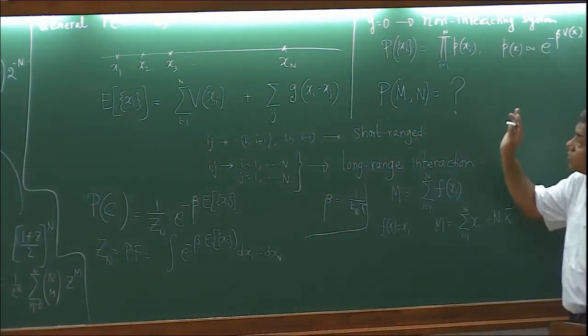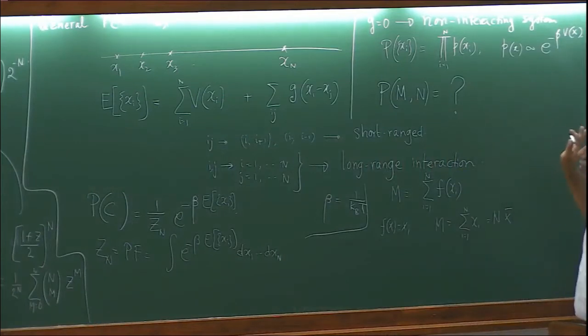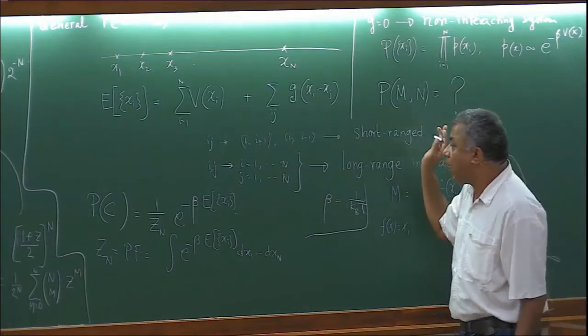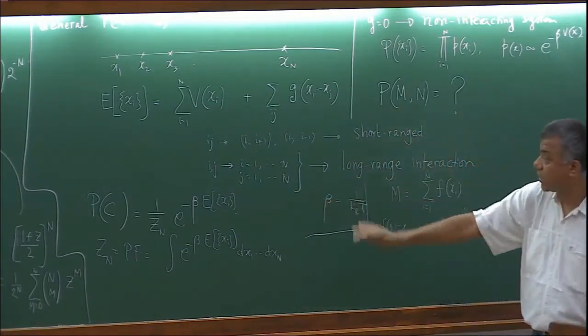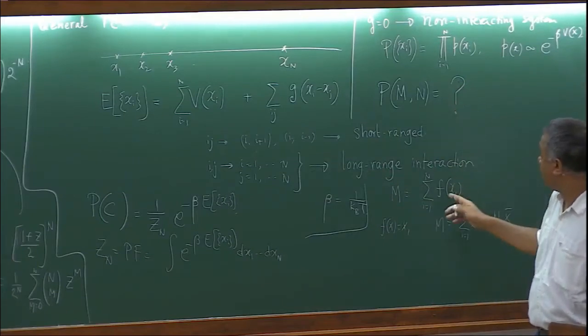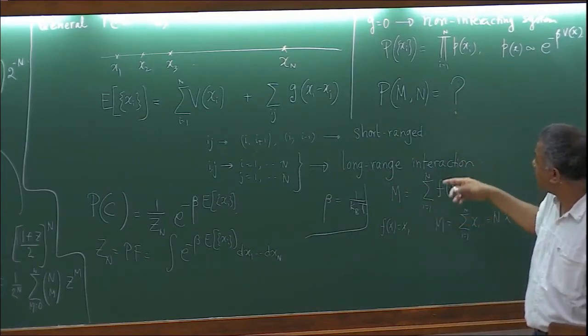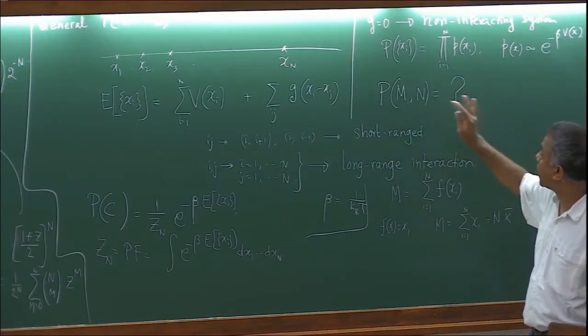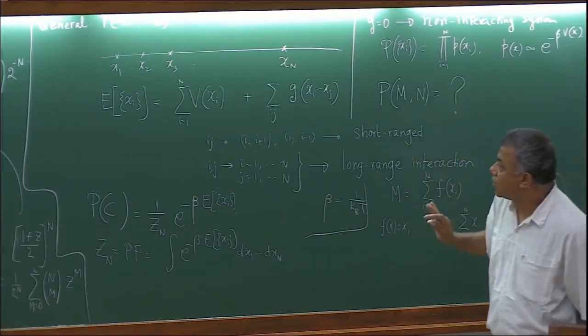Okay, so we are interested in an interacting particle system with typically long-range interaction. And I know exactly the probability distribution of the configuration. Given that, and given this f of xi, we'll see several examples as I go along, I want to calculate P of Mn. What can I say about this? Okay, so this is the problem.